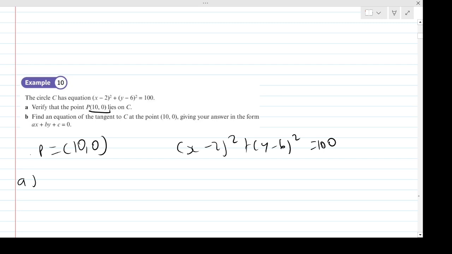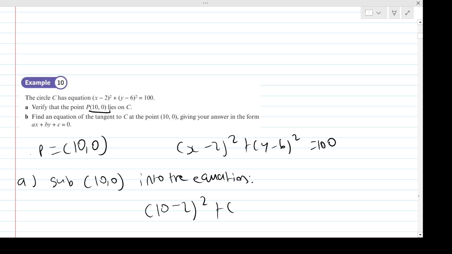So we've got the equation there, so all we need to do is to substitute the point in. So I'm going to sub (10, 0) into the equation of the circle. Then x is 10, I get (10 − 2)² and then y is 0, (0 − 6)². If I work that out in the calculator, hopefully I should get 100.